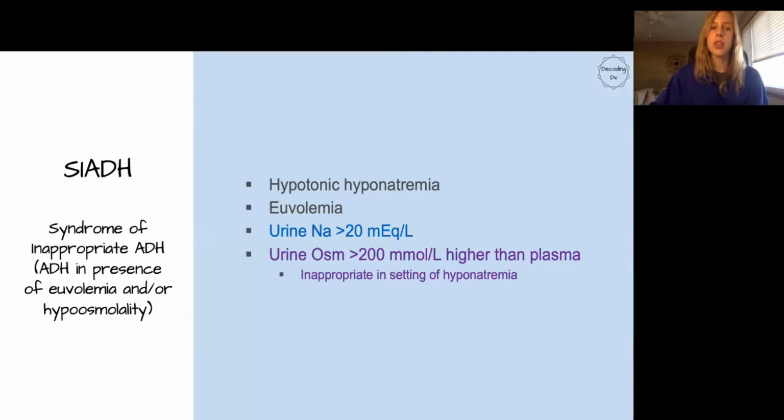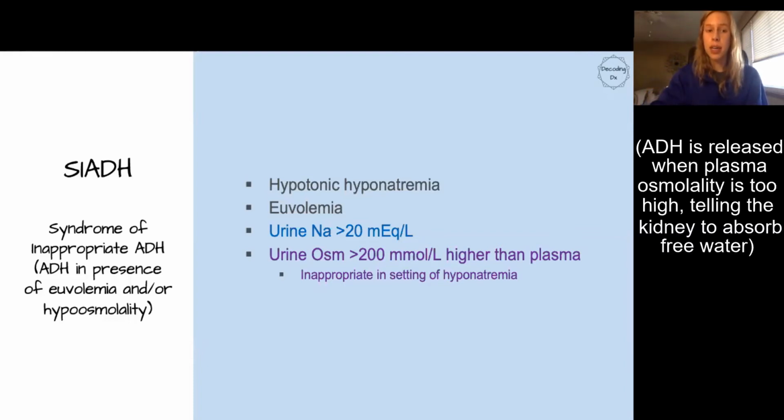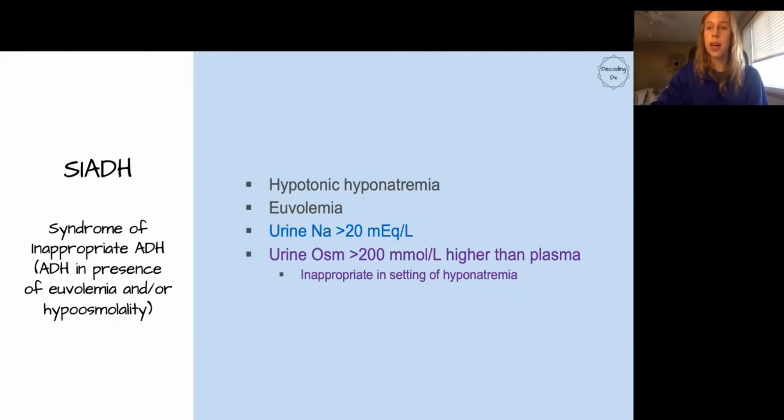So SIADH, or the Syndrome of Inappropriate ADH. What that means is that there's ADH in the presence of either euvolemia or hypoosmolality. What we learned in the hyponatremia video is that the purpose of ADH is to either restore proper osmolality in the blood, or it can also be triggered in states of hypovolemia as kind of a catchback mechanism to help increase the volume status of the body.